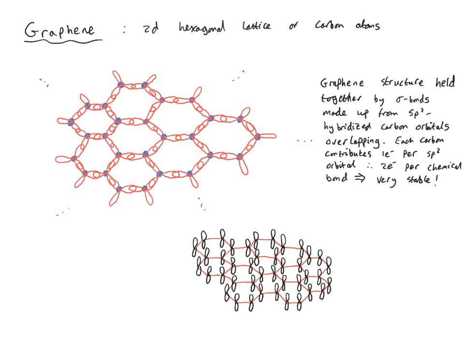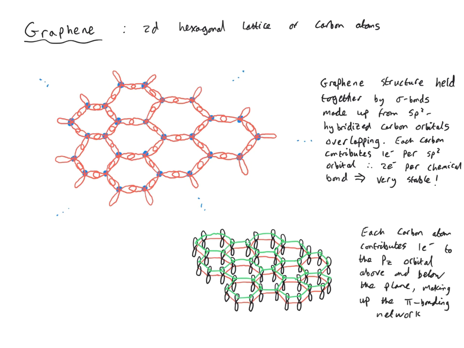Okay, so here are all of the pz orbitals drawn in, and as you can see, they form a pi bonding network that is also a hexagonal lattice, and I've drawn this in green. I've just drawn it above the plane. Notice also, however, that the pz orbitals overlap below the plane as well.